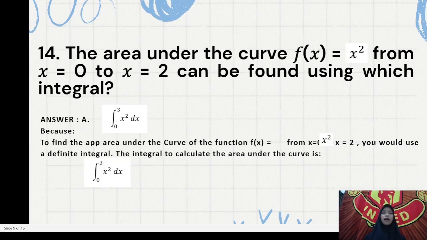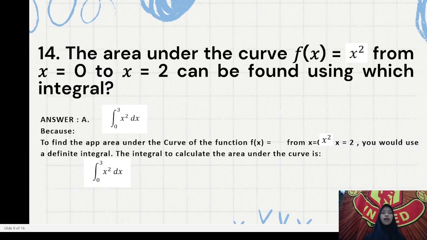14. The area under the curve y is x squared, for x is 0 to x is 2, can be found using which integral? Answer A. Because integral of 3x squared dx.